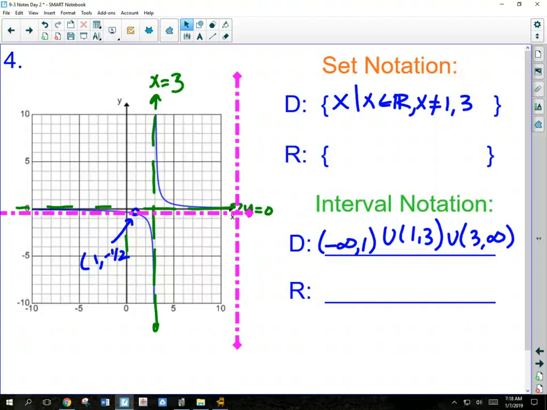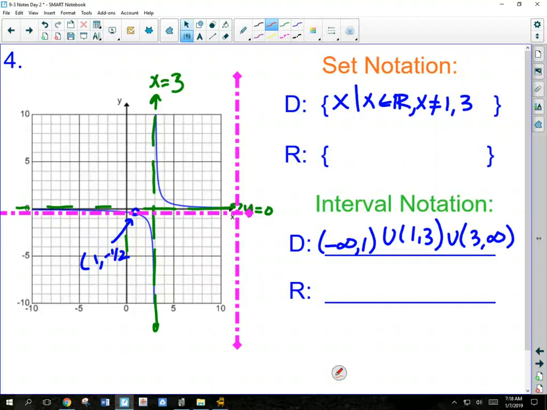Just a reminder, you get the x value of your holes by figuring out what factors cancel in the numerator and denominator. And then you take the simplified version of it and you plug your x value that you just canceled back into your equation to get the y value of your coordinate. So just a reminder that that's how you do that.